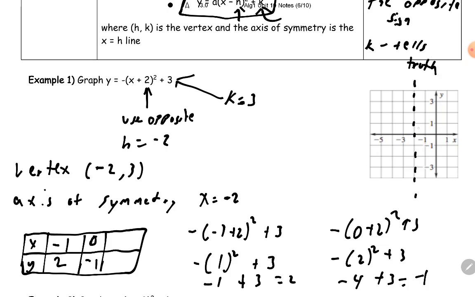Okay, so we'll plot out all our points. So our vertex is at (-2, 3), (-1, 2), and (0, -1). Okay, last step, we're just going to mirror it over to the other side because it's symmetrical, and then draw our U-shape.